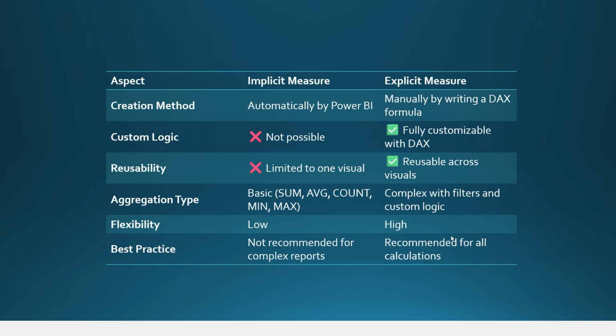Now, this also comes in handy, especially when you're giving interviews, when the interviewer asks you the difference between implicit measure and explicit measure. I hope I was able to explain the difference between an implicit measure and an explicit measure in very simple language, in the language that you can understand very easily. With this, we have come to an end of today's tutorial, the beginner's guide to DAX.